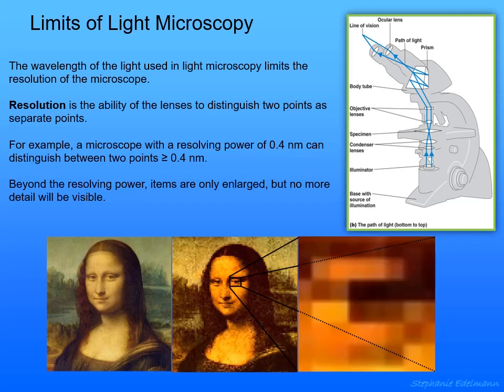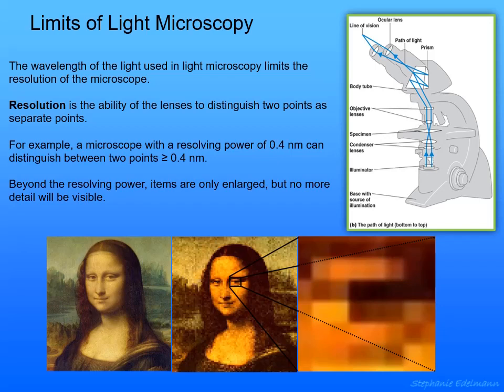There is a limit to what a light microscope can do. We can't make any lenses that are much higher than a 1000x lens because it wouldn't help us anything. The limit of light microscopy is actually determined by the wavelength of the light used. Because of the wavelength of light, the resolving power of a light microscope is at the most 0.4 nanometer. This characteristic is called the resolution.